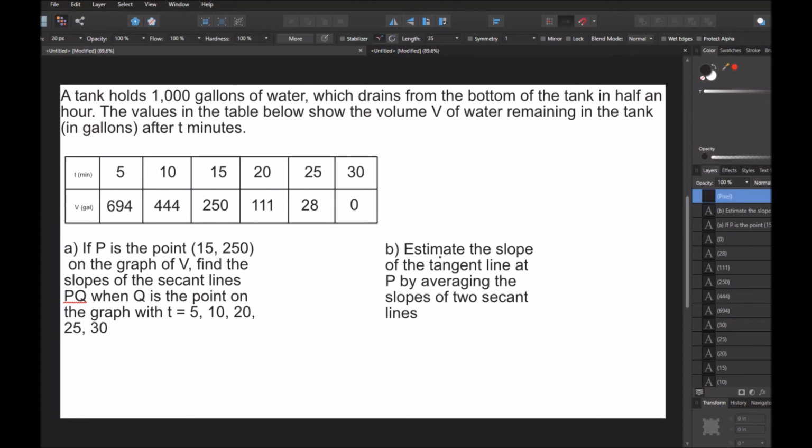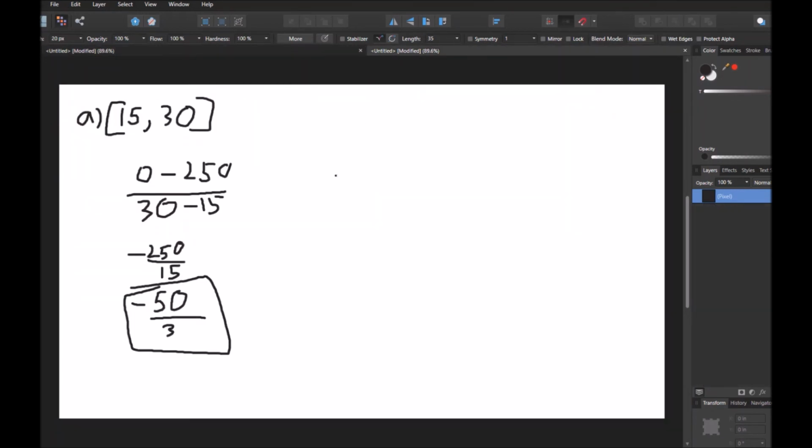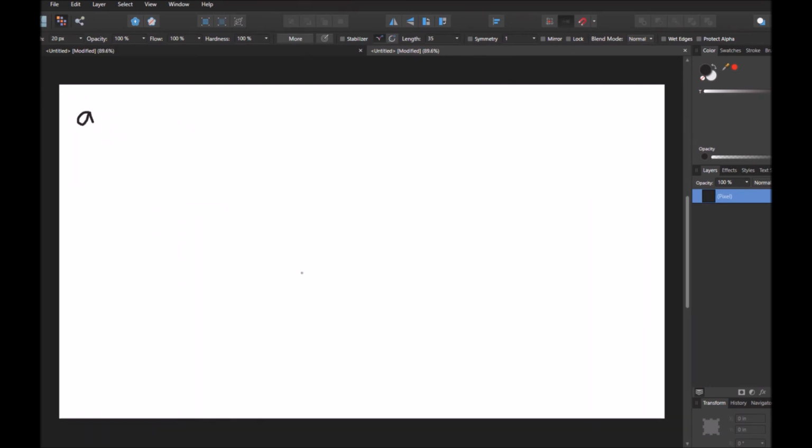And for part B, it says estimate the slope of the tangent line at P by averaging the slopes of two secant lines. I didn't really go over the tangent line in the intro video, so I'm going to do a more thorough explanation of that now. If I have a parabolic function like this, the tangent line is a line that just barely skims the function. It just touches the function at one point and one point only. So like that. I can even draw that better if I wanted to, so I can do like this.